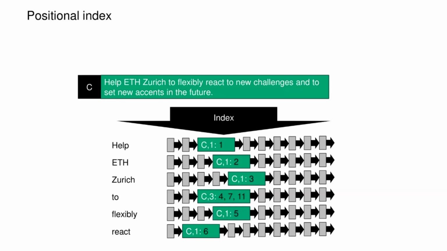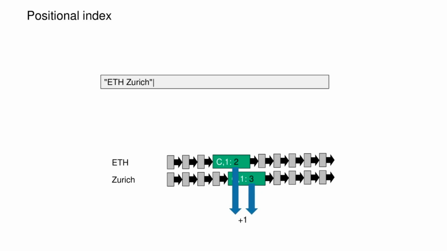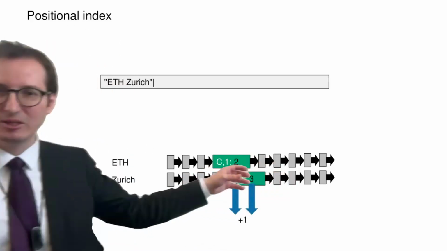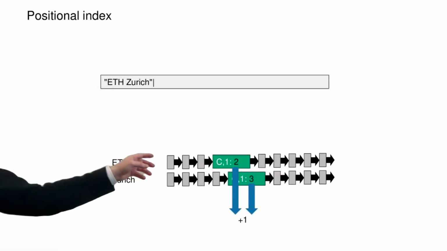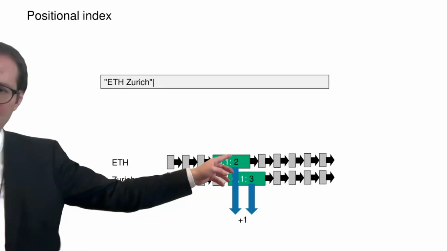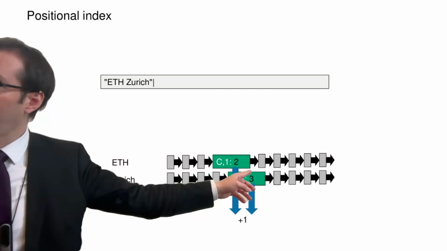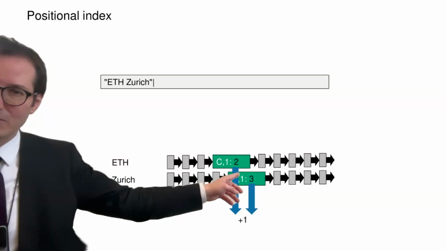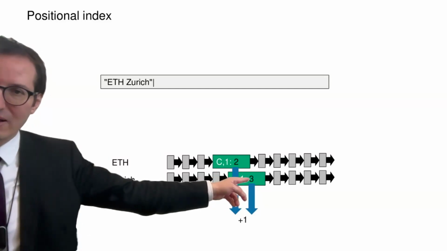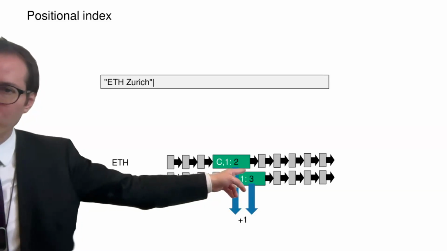Okay, how can I filter them? How do I know? On Zoom, maybe? Nobody? Let me tell you. So we just need to intersect, of course, as we did before, the postings ETH and Zurich. So we intersect them. And now what's going to happen is that we look at the positions here. We also kind of intersect them, but with an offset. So we are looking now for the positions that are exactly +1. So we have 2 and 3.